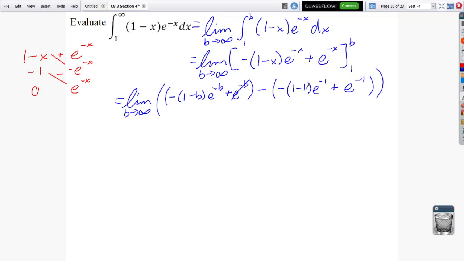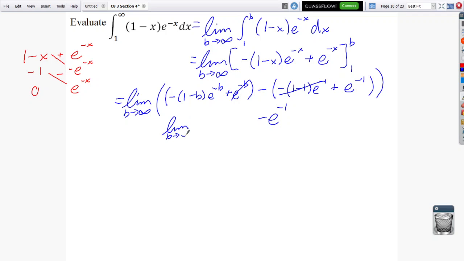Looking over here, I've got 1 minus 1. That's 0 times, I don't care what it's times, that's just going to be 0. 0 times e to the negative first is 0. Now looking a little bit further, I can see I have minus e to the negative first. So I'm just going to keep that outside of the limit, and I'm going to recognize the only limit that I have left here is the limit as b approaches infinity of negative quantity 1 minus b times e to the negative b. So looking there, I'm just trying to evaluate this limit.